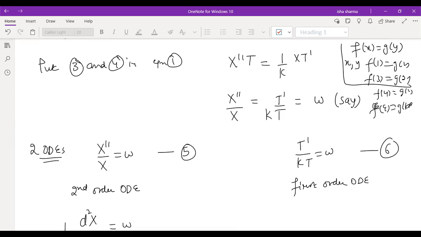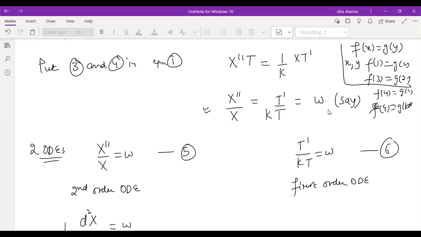Is it clear? Right? So this is the logic we are using here, because they are functions of different variables. Had they been functions of the same variable, we could have got some result out of it, but because they are functions of different variables, that's why it's not happening. So this point I am explaining again because we are using it frequently in this method of separation of variables. So this was the explanation for this point.